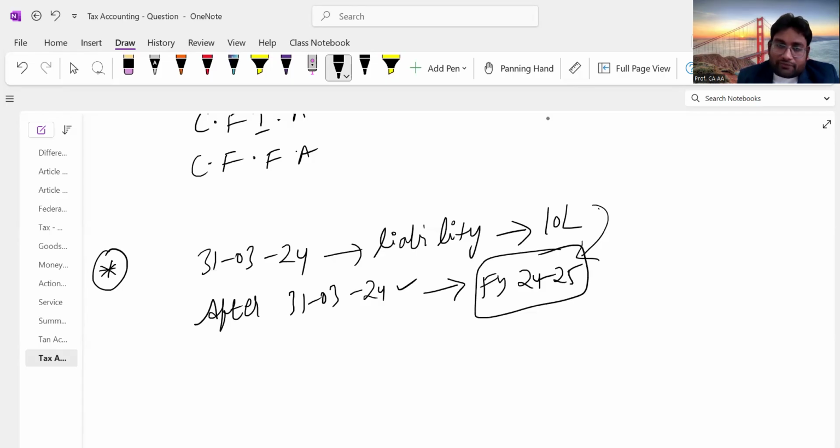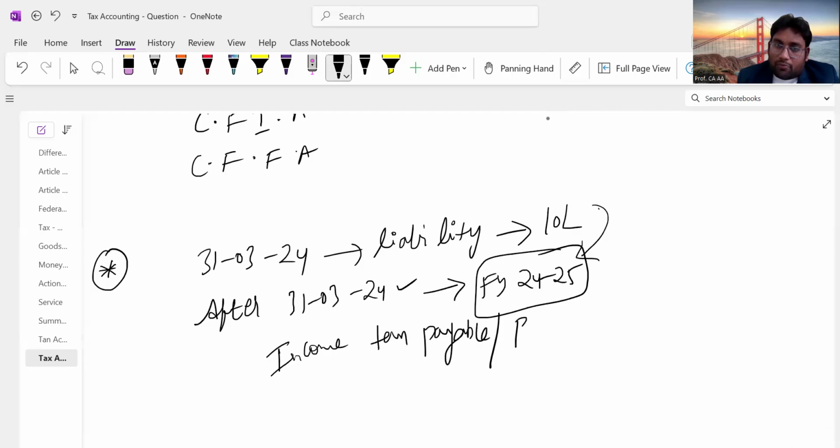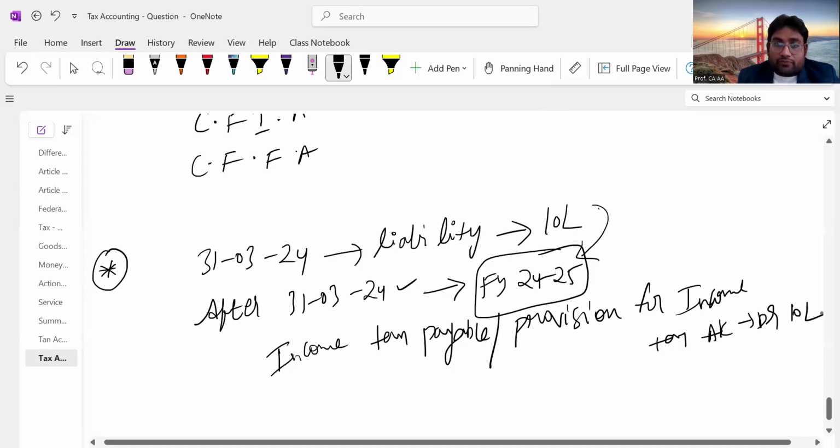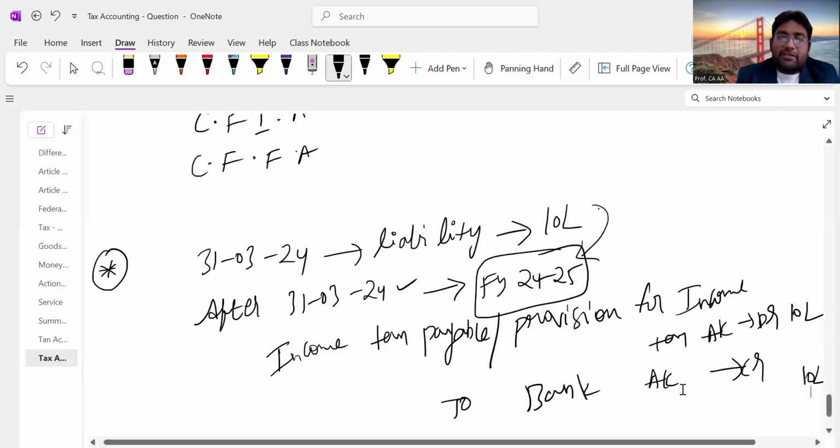So what is the entry at the time in the financial year 24-25? Income tax payable or provision for income tax, whatever it is, account debit, 10 lakhs, to bank account. Bank account credit, 10 lakh. This is the entry in the next year.